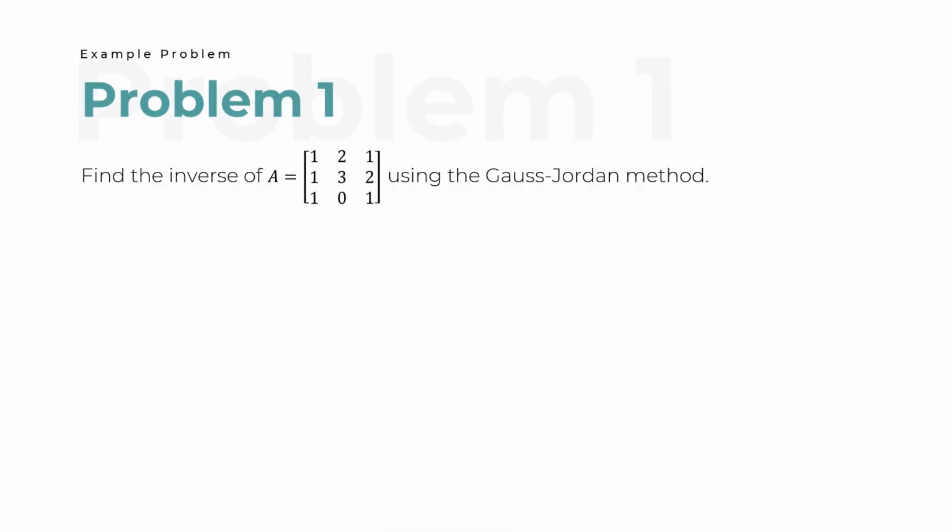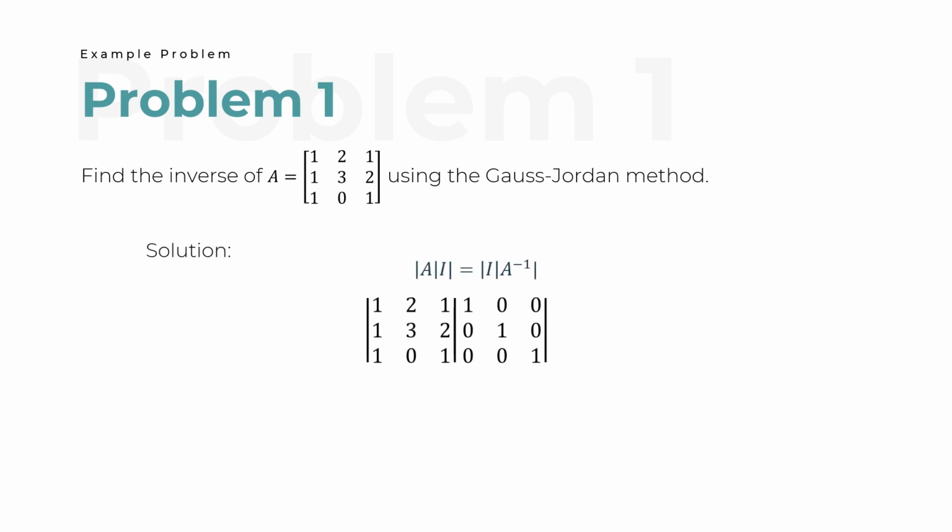Now let's apply the methods we discussed earlier. Here is problem 1. Find the inverse of the given matrix with the following values 1, 2, 1, 1, 3, 2, and 1, 0, 1 using the Gauss-Jordan method. Applying the formula we introduced earlier, we have the original matrix on the left side and the identity matrix on the right side. Applying the procedures, we can identify that the maximum pivot point is in the correct position, just like the identity matrix.